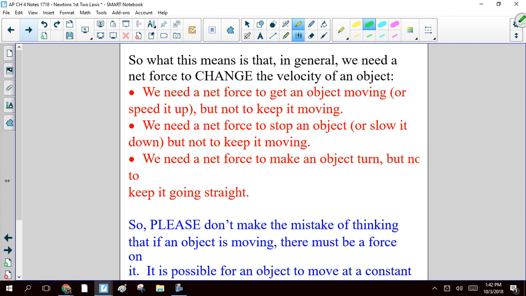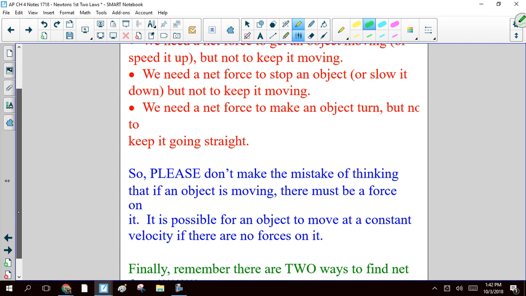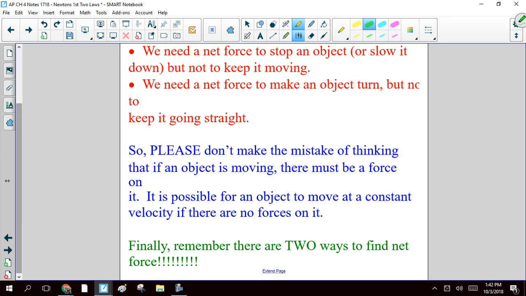So remember that in general, you need a net force to change the velocity of an object. If you want to get something moving or speed it up, you need a net force. If you want to stop an object or slow it down, you need a net force. You need a net force to make an object turn, but not to keep it going straight. Remember not to make the mistake of thinking that if an object is moving, there has to be a force on it. It's possible for an object to move at constant velocity if there's no forces on it.